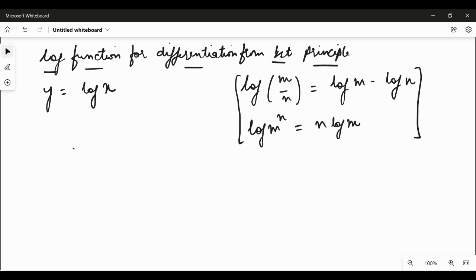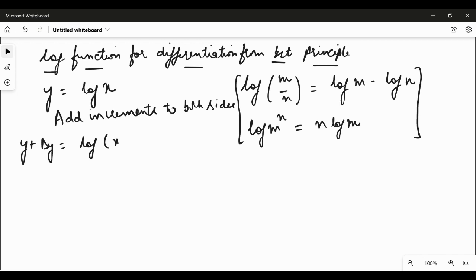So it is given y equals log x. How will we be able to solve this? Let's do it. The first step is that we add increments to both sides. So what I will get: y plus delta y is equal to log of x plus delta x. Now remember this thing, that x plus delta x should be taken in brackets, because when we take log of x, it means that we have to take log of the increment also. Okay, so this is my next step.